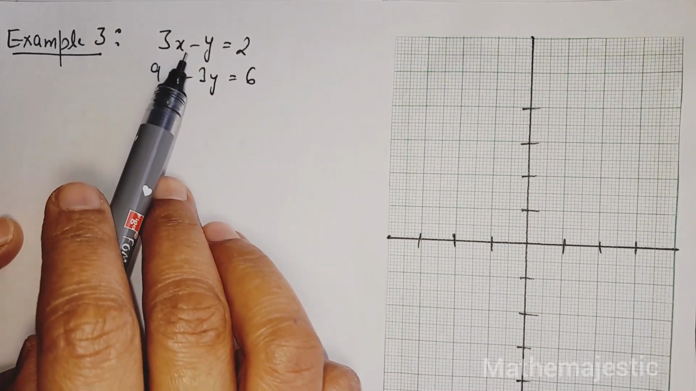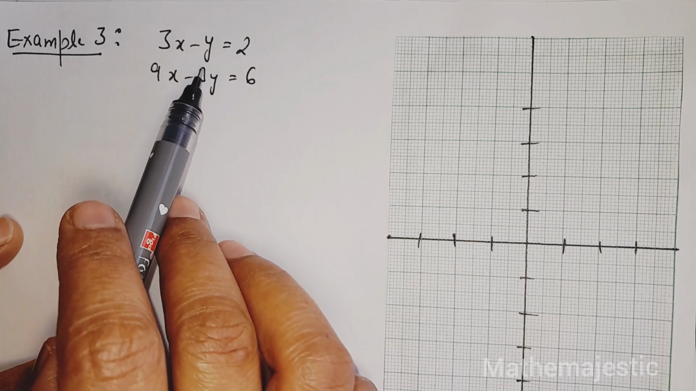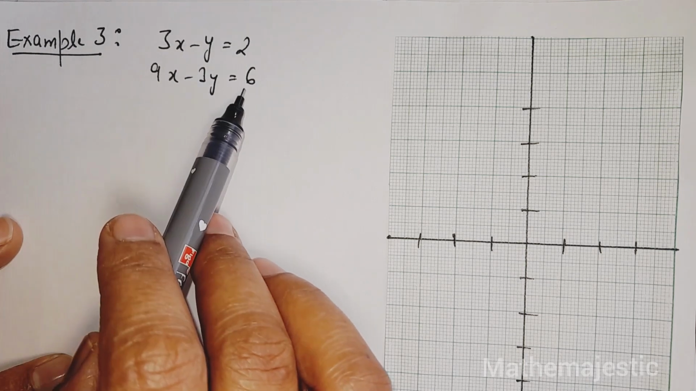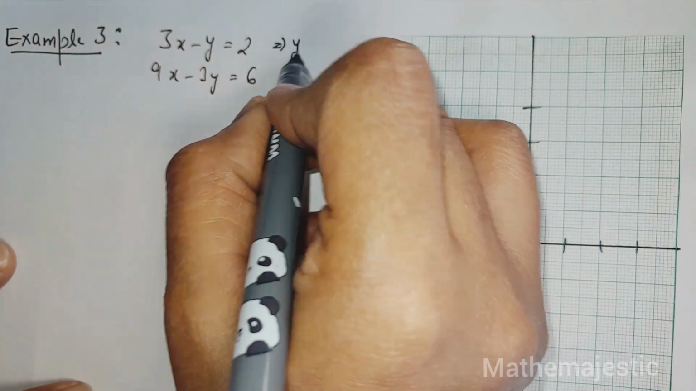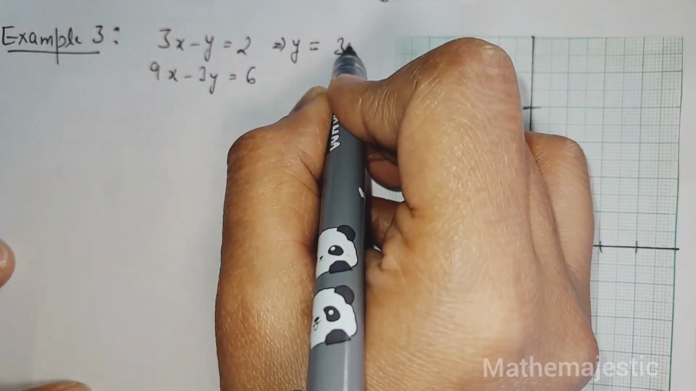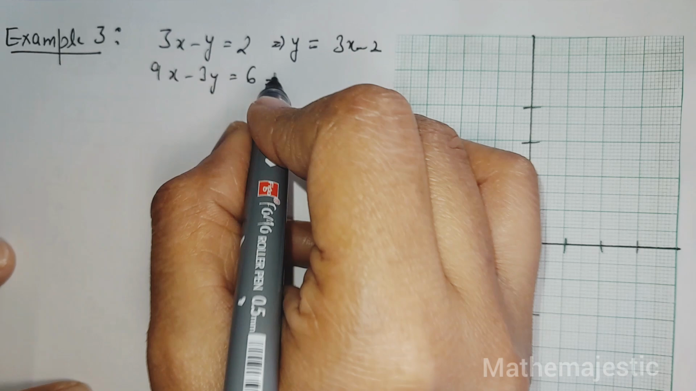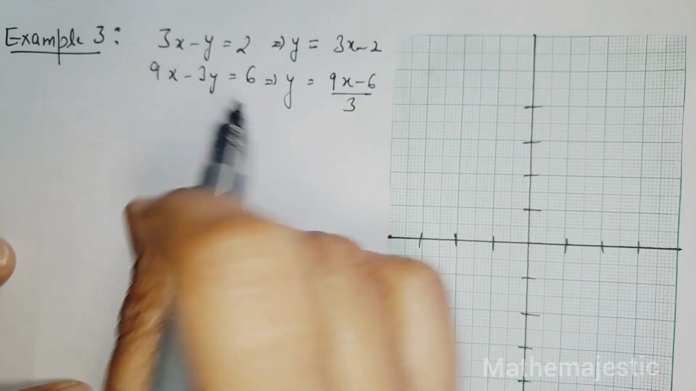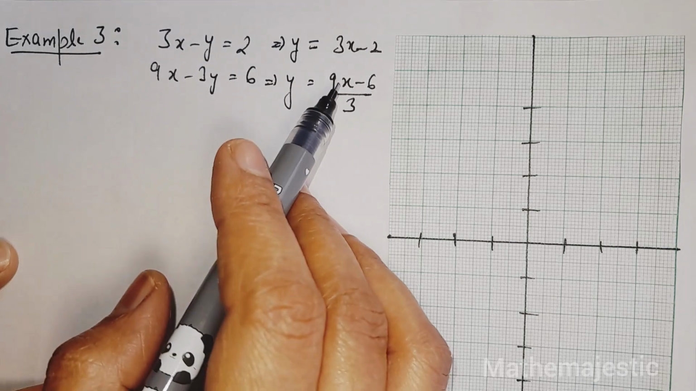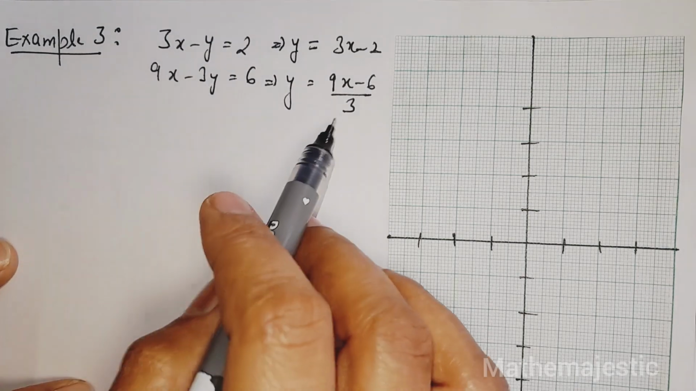First equation is 3x minus y equals 2, and the second equation is 9x minus 3y equals 6. So first we will convert them in terms of y. Value of y here will be 3x minus 2. And in the second equation, value of y will be (9x minus 6) by 3. We will shift 6 and 3y to the other side, and 3 we will shift into the denominator.